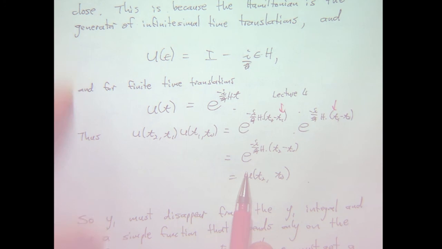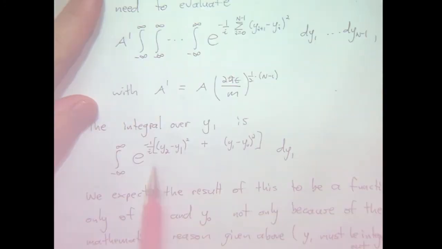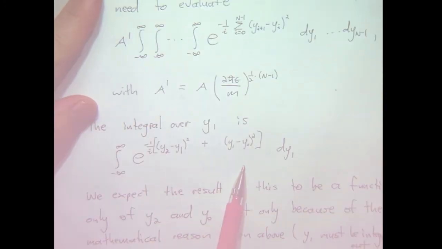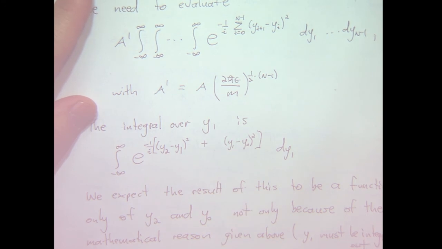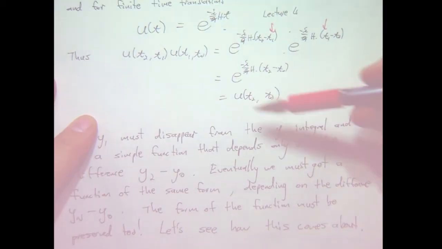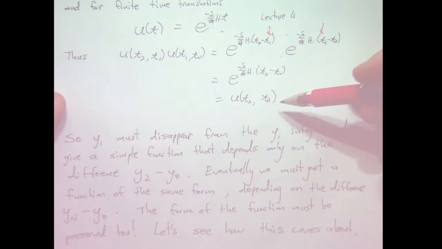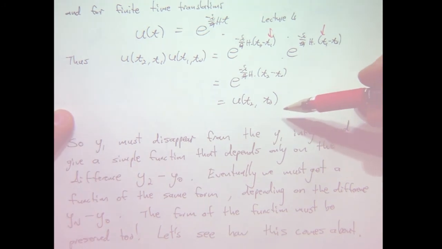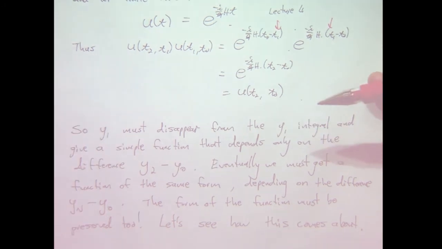So that must also hold true for this integral here. It should be a function of the difference, not the individual points. It's always a function of the initial point and final point. But if it's a function of the difference, then the composition property makes sense, which is the case over here.